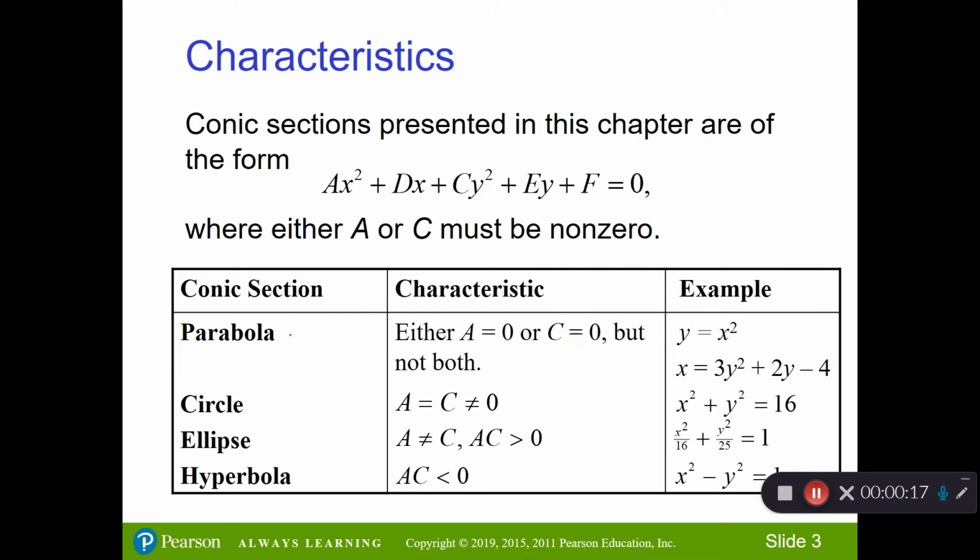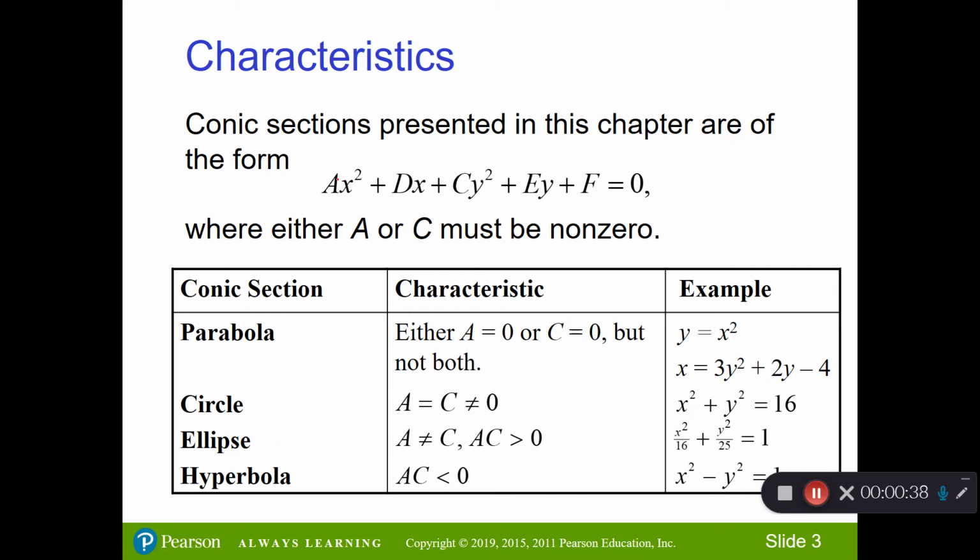A parabola has either an x squared or a y squared term, but not both. So if you only see one squared term, it's going to be a parabola. A circle has both x squared and y squared, and they have the exact same coefficient in front of the x squared and y squared. So that would be how we recognize a circle from the equation.